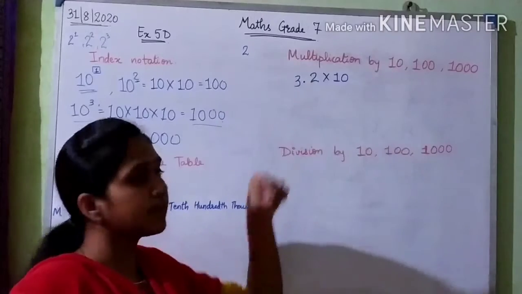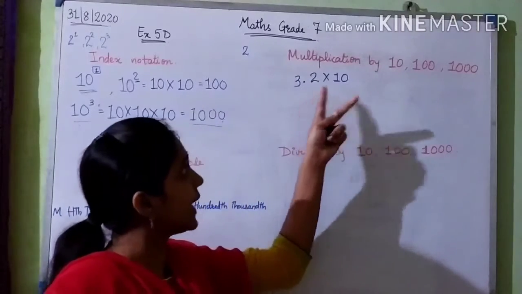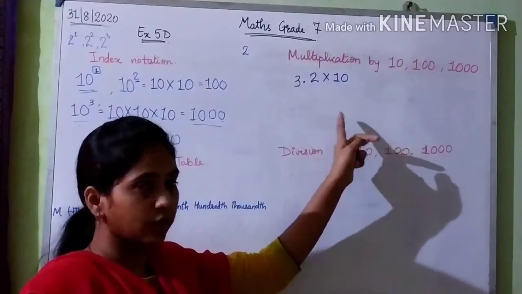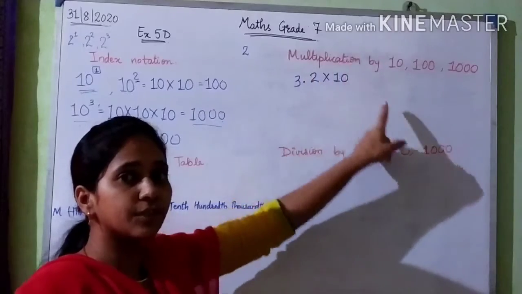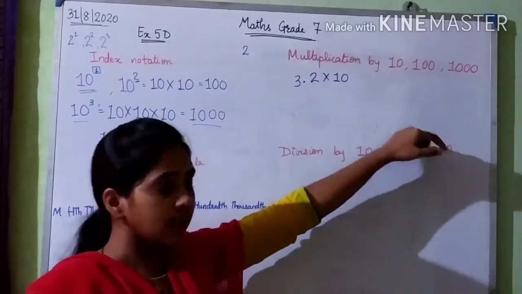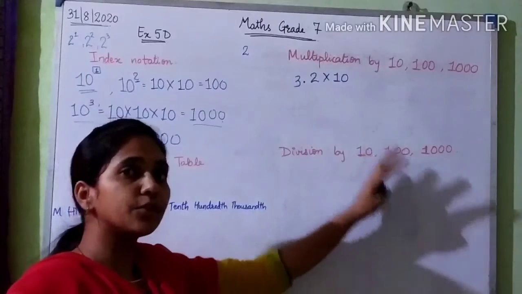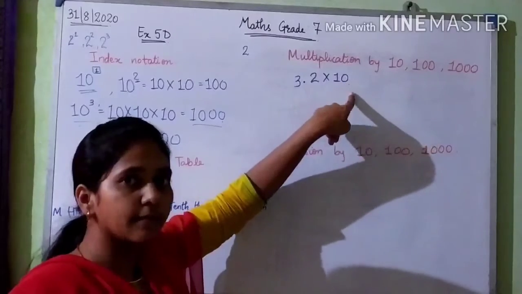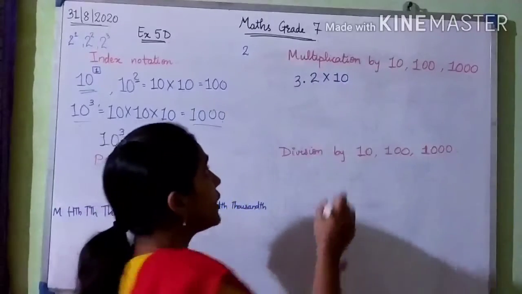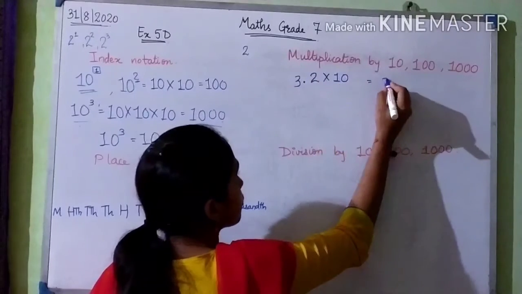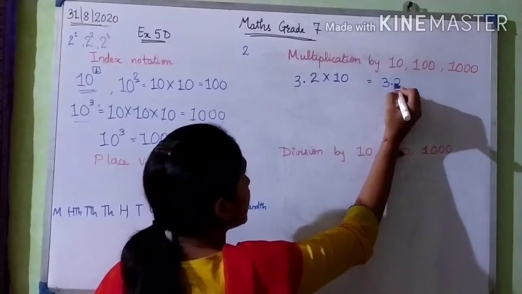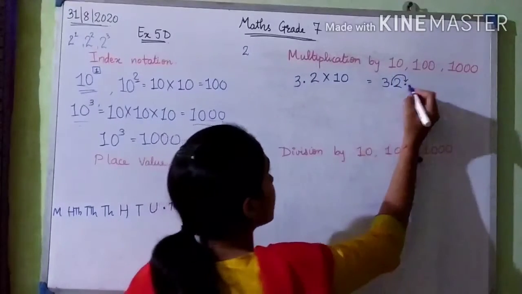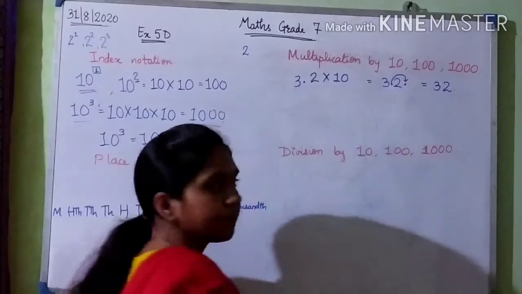Now if I have the number 3.2, when we multiply the number by 10, this decimal point will get shifted one place towards the right. When we are multiplying, the decimal point gets shifted towards the right. When we are dividing, the decimal point gets shifted towards the left. In multiplication by 10, 10 has only one 0 in it, so the decimal point will get shifted one digit towards the right. So this number will become 32. Why? Because the point was here, and after going one place towards the right, it will come here, and this number will become 32.